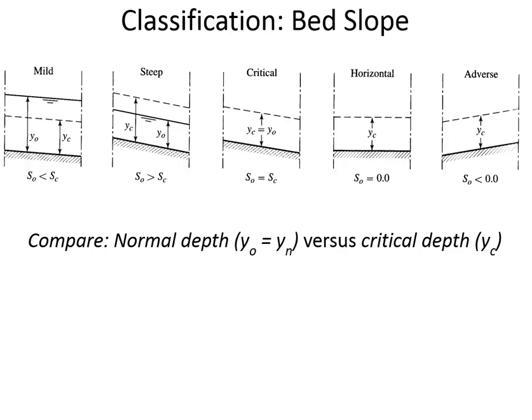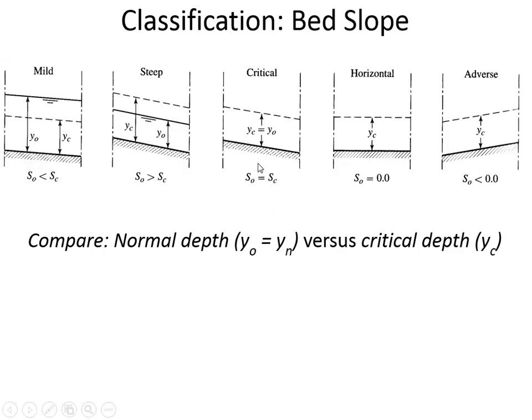If it just so happens that the channel slope is steeper than the critical slope, that's steep. And now here you'll notice that it's flipped. In mild, normal depth was greater than critical depth, but here when it's steep, the normal depth is less than the critical depth. That critical depth line is dashed just to sort of show, imaginary, where it will be.